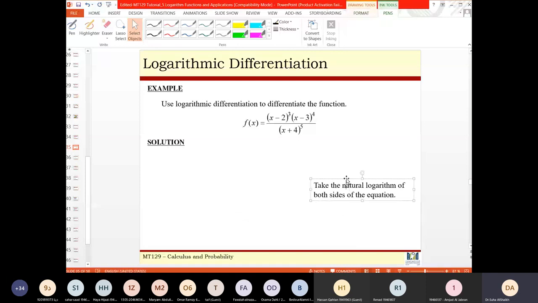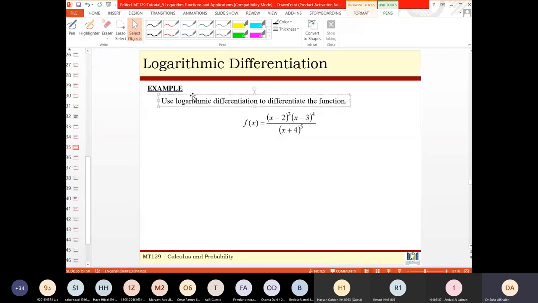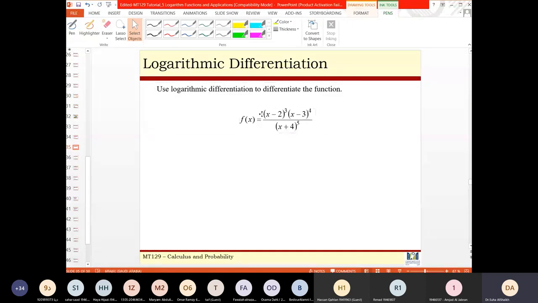In this example, there is no ln. Do you see? I don't have a ln here. I need this space. Let me move everything up here. Look at the function. I don't have a logarithm in the function at all. There is no logarithm in it, but they want me to use the logarithm to differentiate the function.